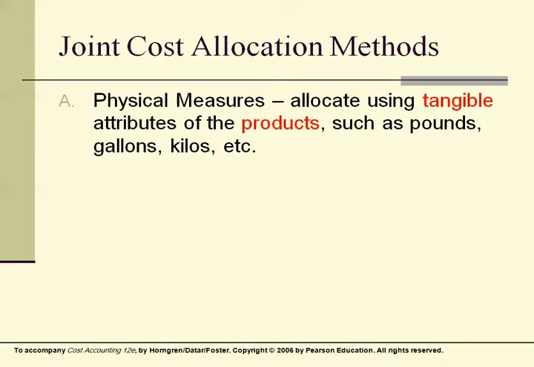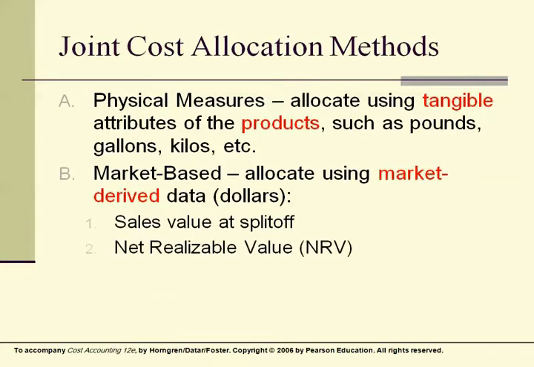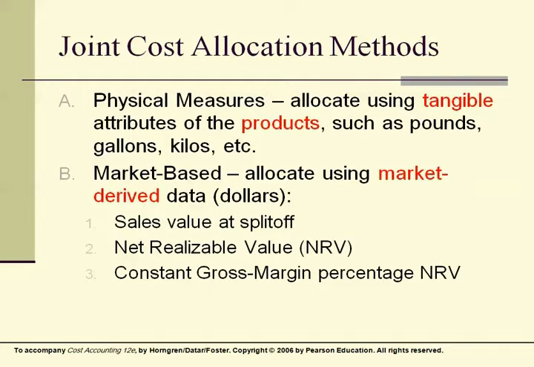Joint cost allocation methods. First, physical measures. Allocate using tangible attributes of the products such as pounds, gallons, kilos. Second, market-based. Allocate using market-derived data or dollars. Number 1, sales value at split off. Number 2, net realizable value. Number 3, constant gross margin percentage.